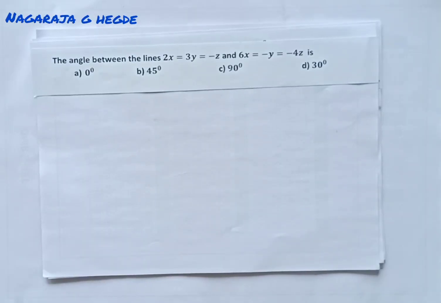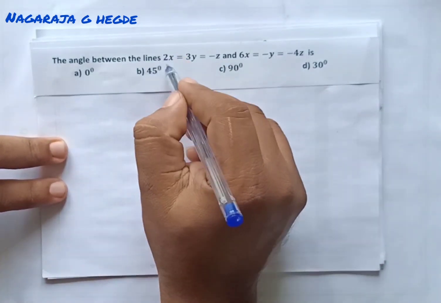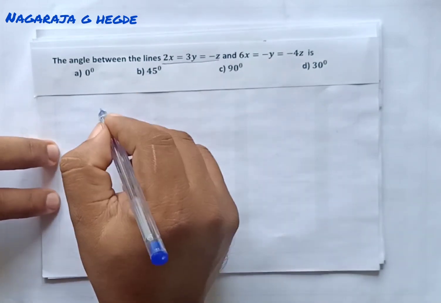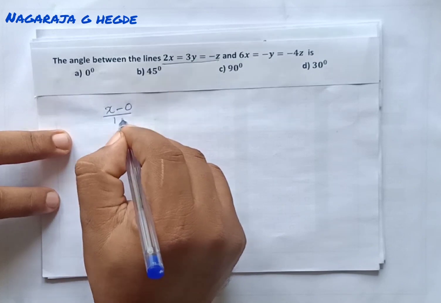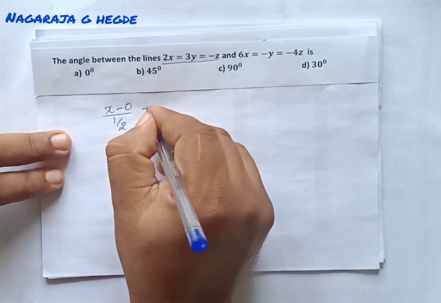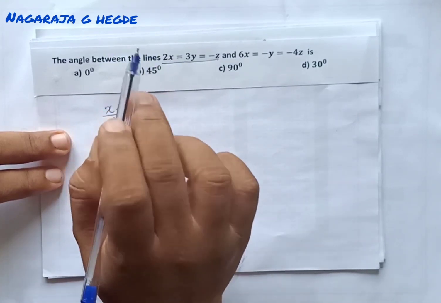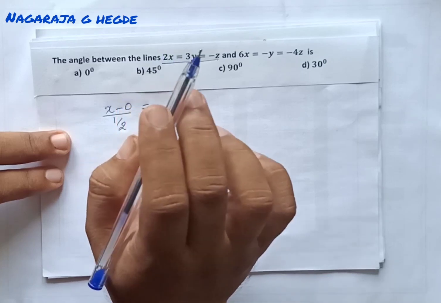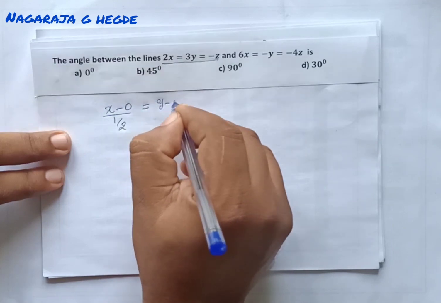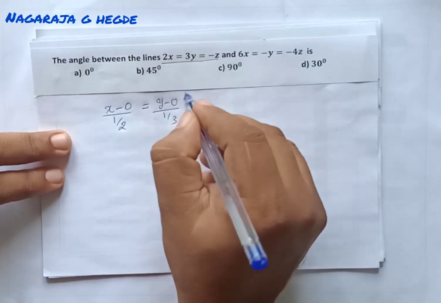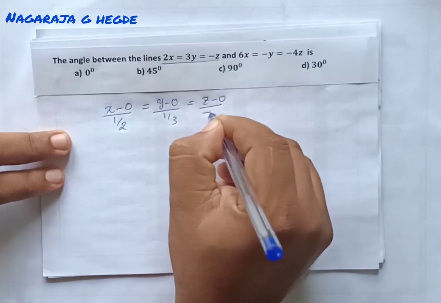See the next question. The angle between the lines. These are the equations of the lines, but they are not in the standard form. Let us write this equation in the standard form. X minus 0 divided by 2 will shift to the denominator, 1 by 2 equal to. Always the equation of a line in the standard form is (x minus x1) divided by a equal to (y minus y1) divided by b equal to (z minus z1) divided by c. So 3y is there, we can write (y minus 0) divided by 1 by 3 equal to. Minus z is there, so we can write (z minus 0) divided by minus 1.